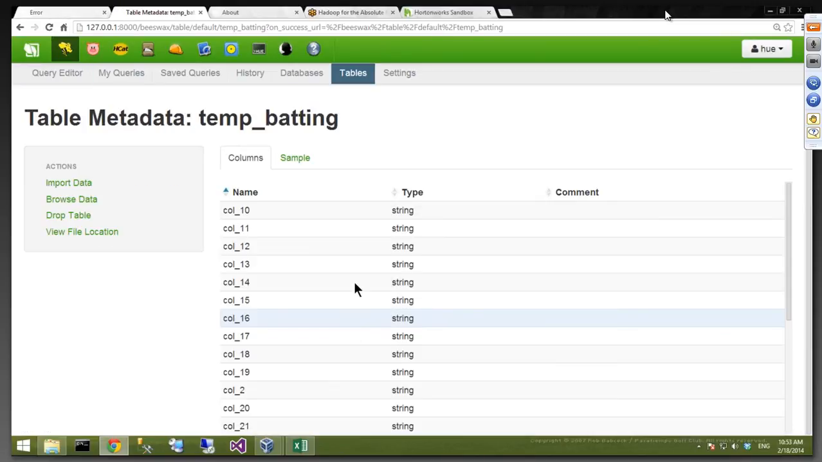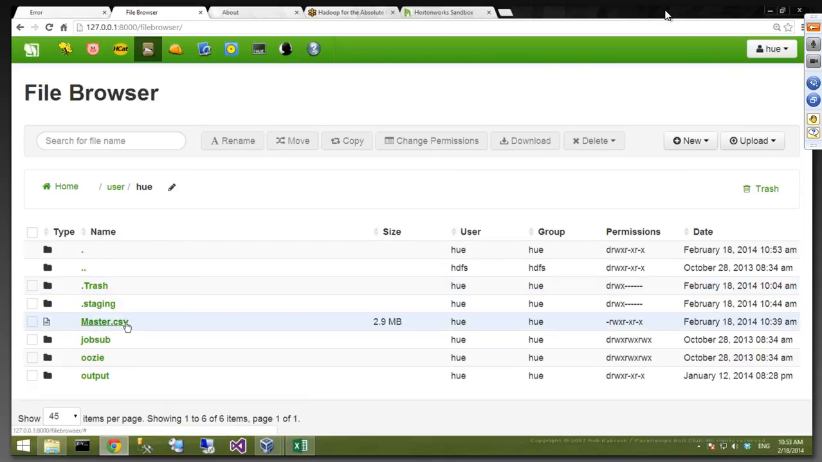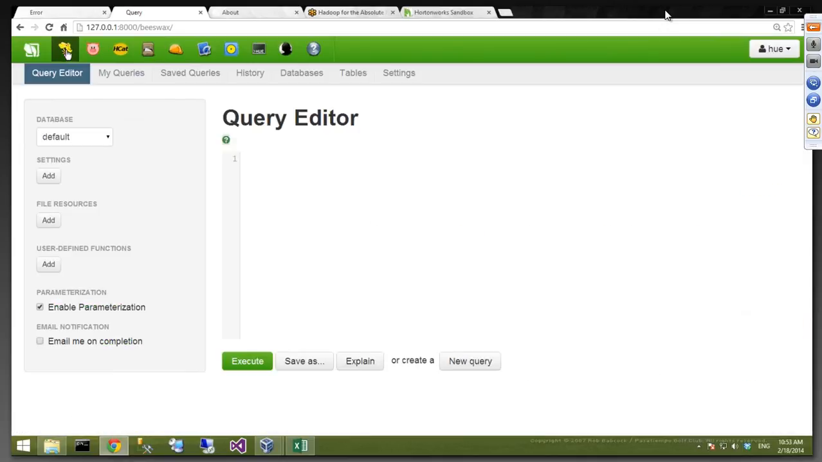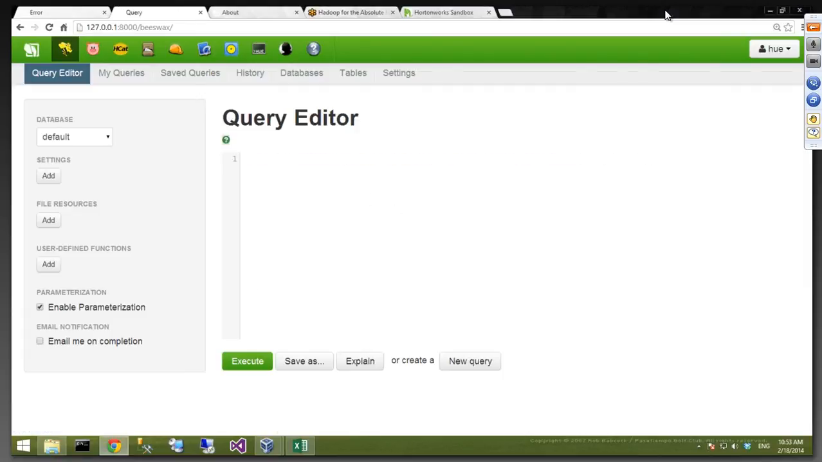Okay, once that table is created, you see all the columns here. You see player ID, runs, and year ID. And if I go to File Browser, notice that that batting CSV has now been consumed. It's not like Pig, where Pig just put the schema over the CSV. It actually took the file and created a table off of the file. Okay, let's see if I can run that load command and overwrite temp batting again and see if it, no, it's going to error out. All right, I don't know why.